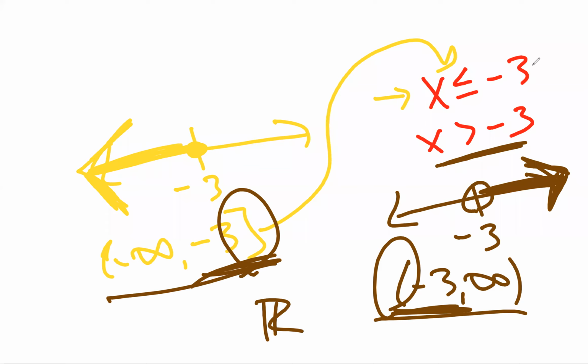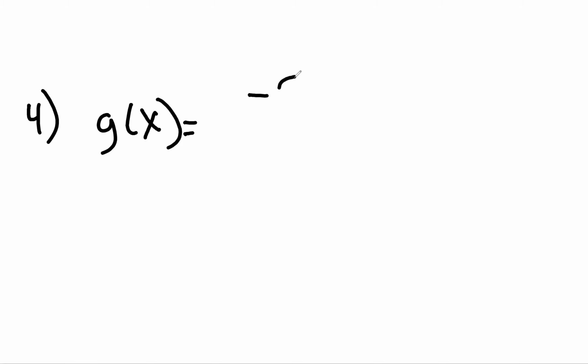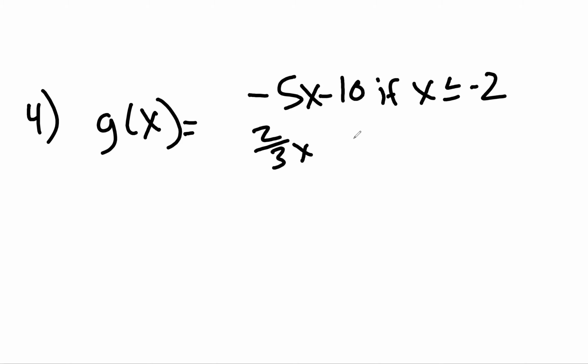Let's try another one and see what happens, okay? See if this helps at all. So I have one more for you, and I just have one more. And if you need extra help, I recommend watching a video or talking to me one-on-one later, but I have one more for the class. So we're going to have g of x, and it's going to be set up the exact same way, okay? -5x minus 10 if x is less than or equal to -2, and 2/3 x squared if x is greater than -2. And so here is my problem, okay?